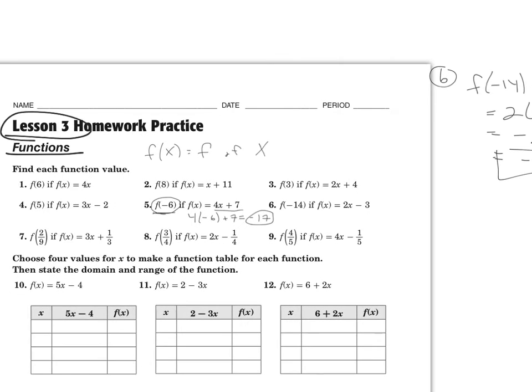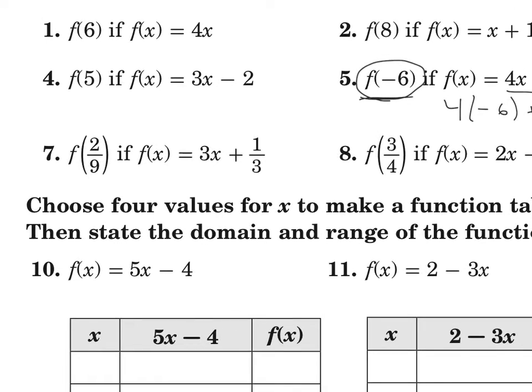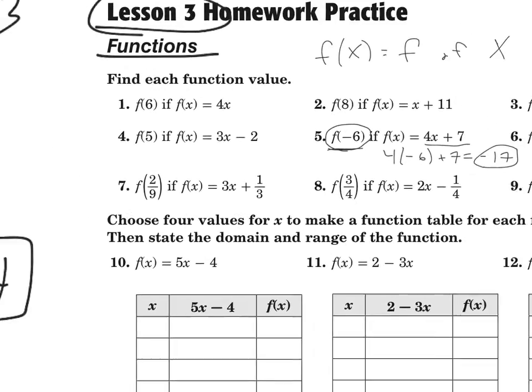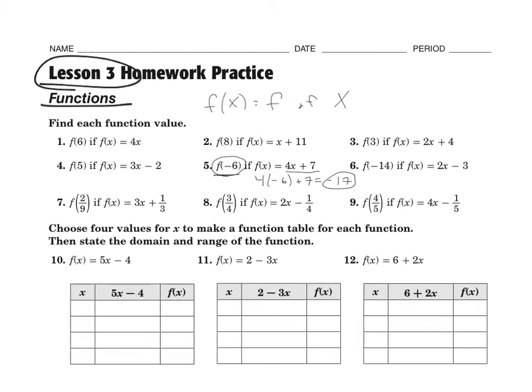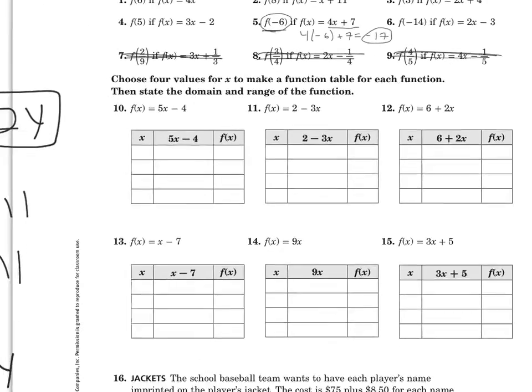For number 7, let's see what we get here. We have 2 9ths going into 7. Well, we have fractions going into 7, 8, and 9. And we'll have some problems like this on our project. So let's go ahead and not do these. Let's strike problems 7, 8, and 9 from the homework. Instead, let's skip to problem number 10.